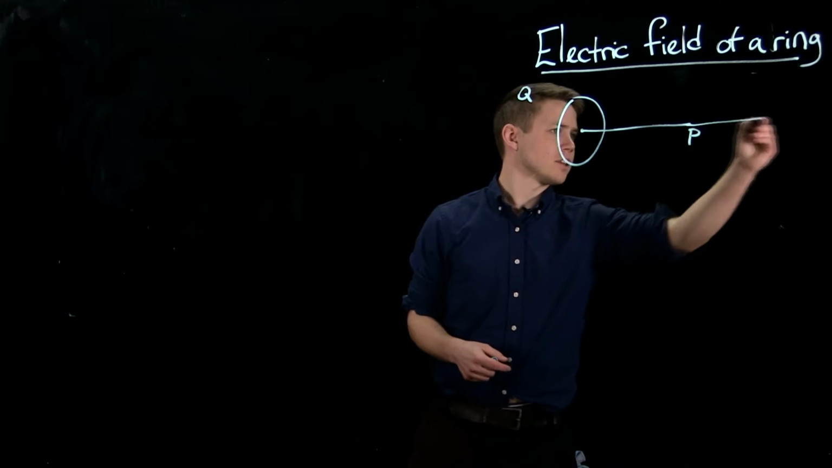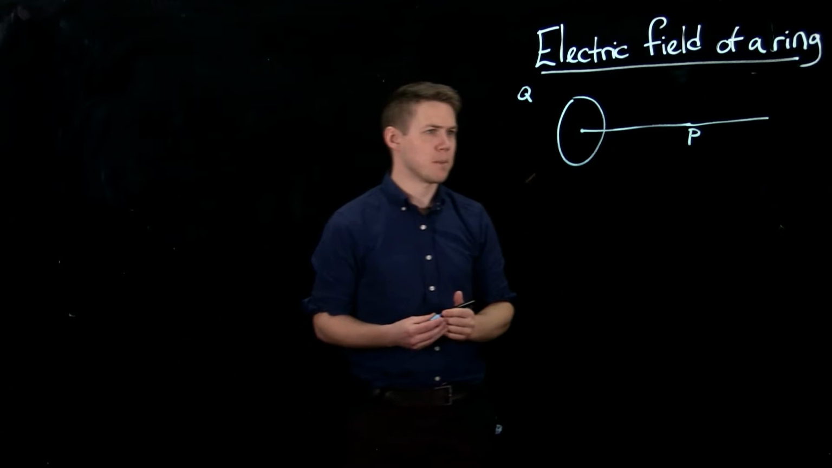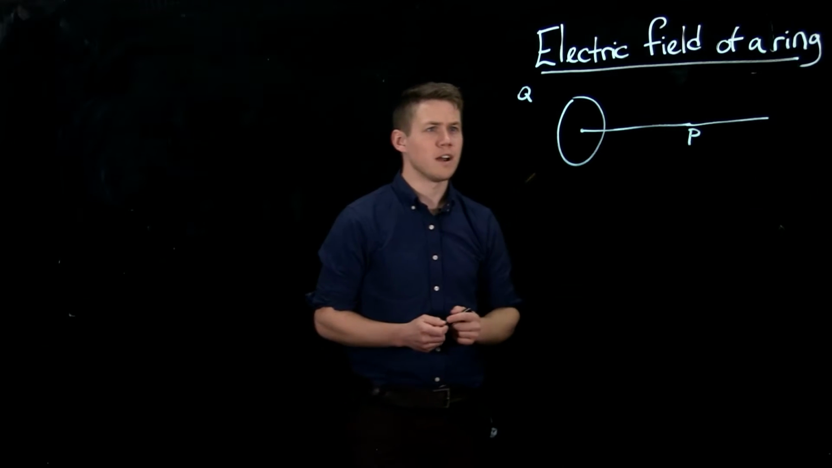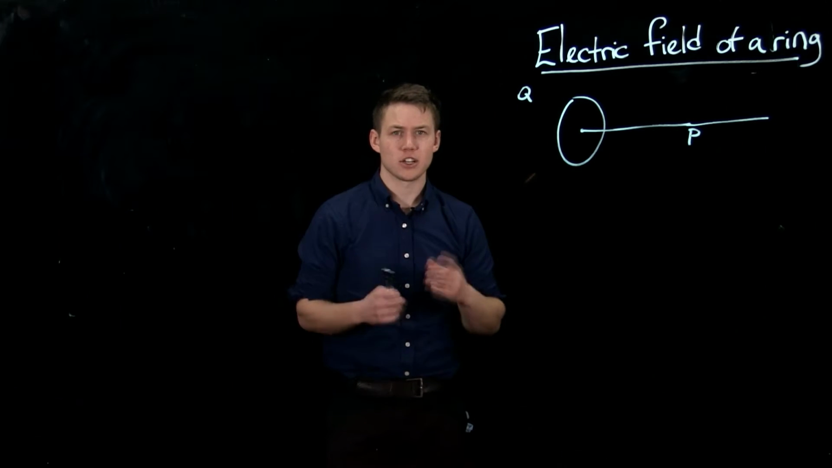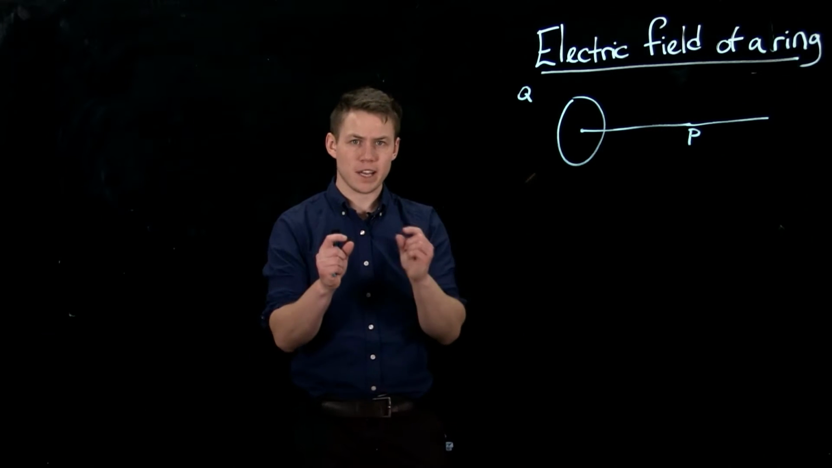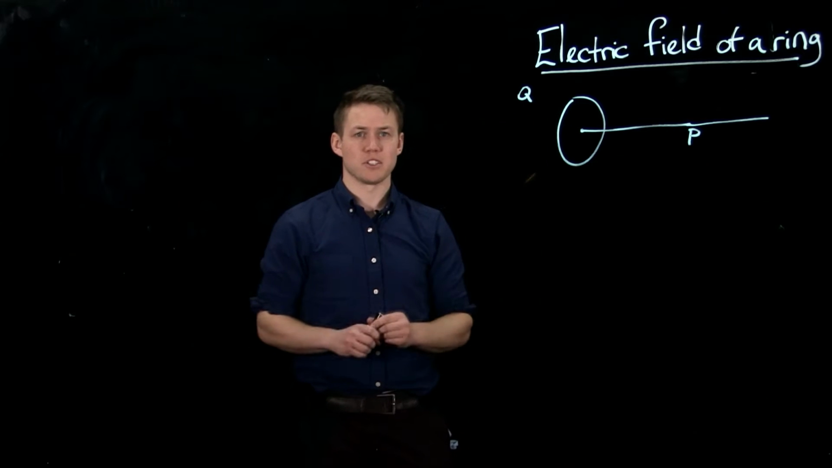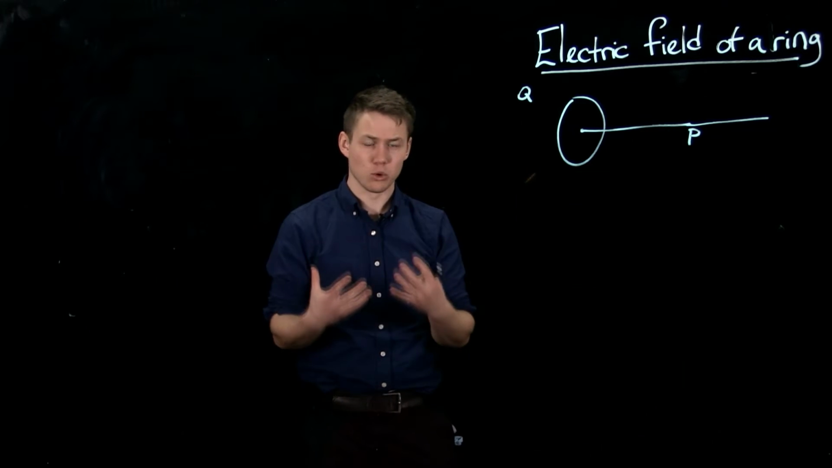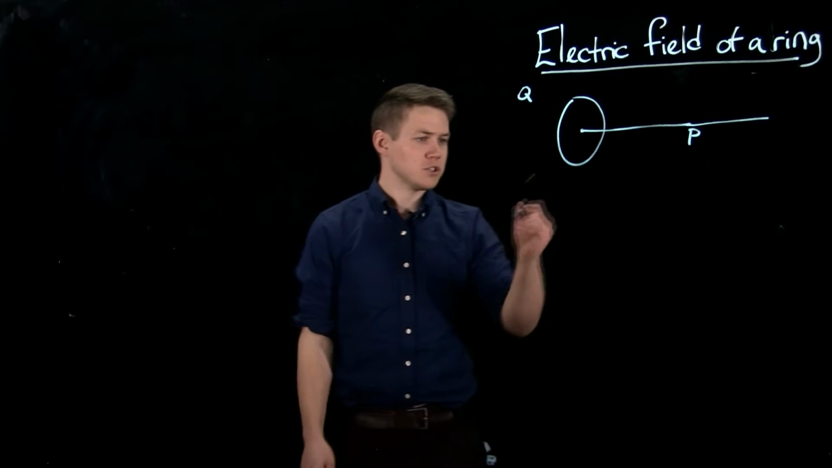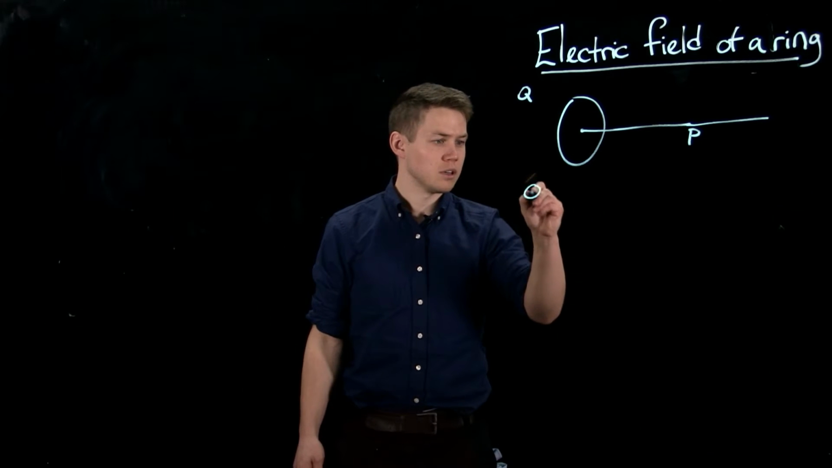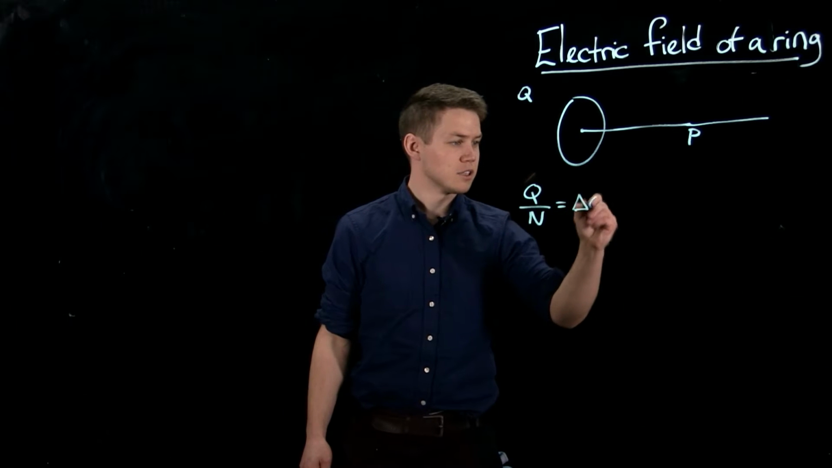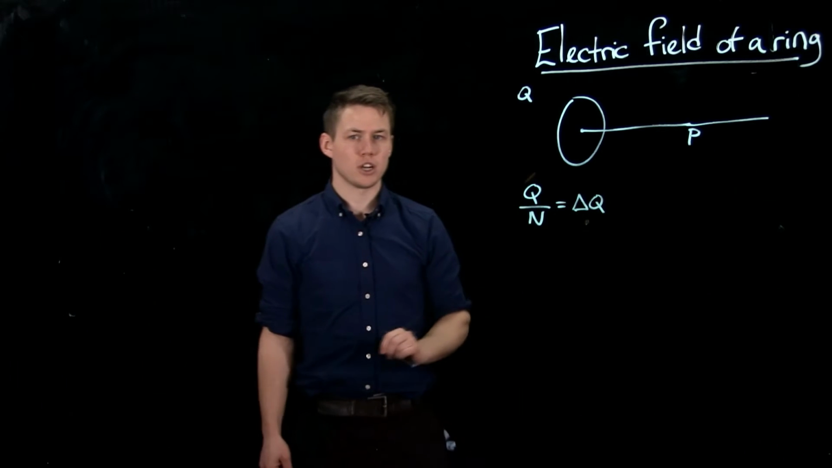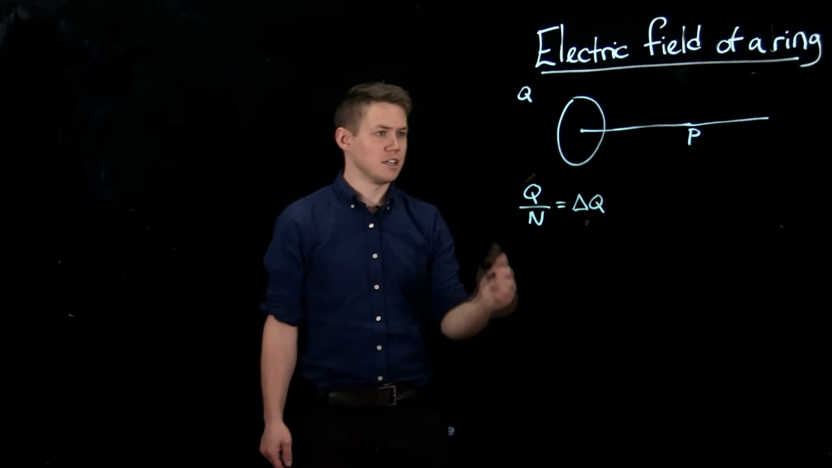So this I'm going to think of as the z-axis, and we'll come back to the other axes in just a moment. But the general principle for deriving this is that we're going to take the ring and split it up into n equal segments. And each segment is going to have an equal amount of charge on it. So if I do that, I will say that Q divided by n is going to be delta Q. This is the amount of charge which is going to be in the individual segment.